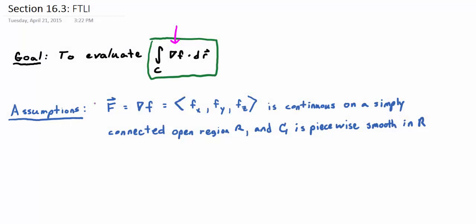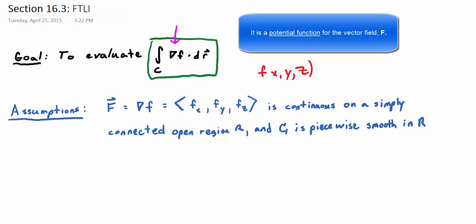Here are the assumptions. The vector field, capital F, is a gradient field, del f. And remember, in component form, you can think of a gradient field as a vector of partial derivatives, f sub x, f sub y, f sub z, where the function f of x, y, z is what's called a potential function.